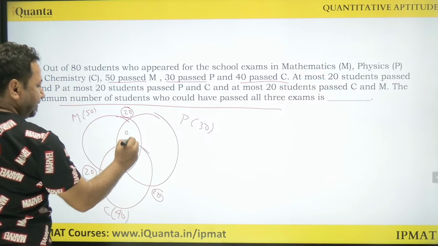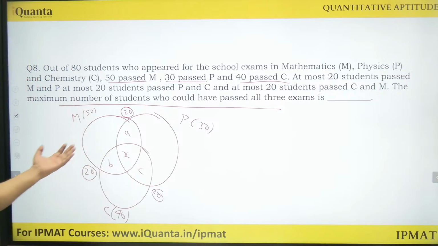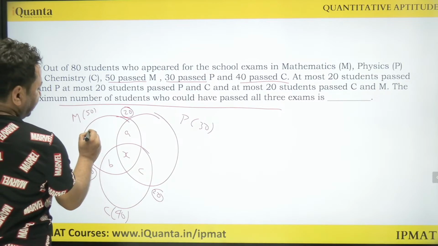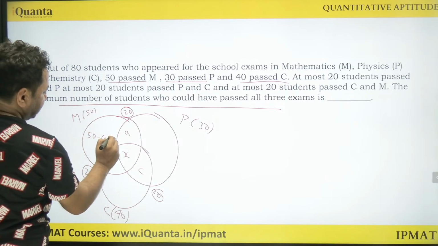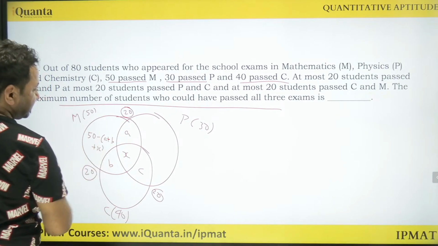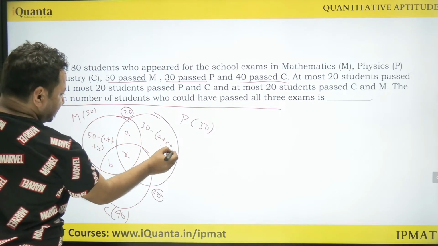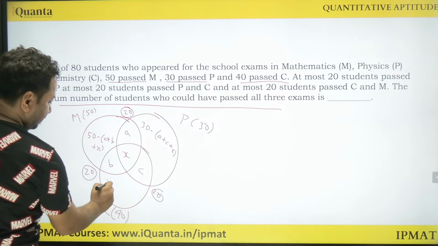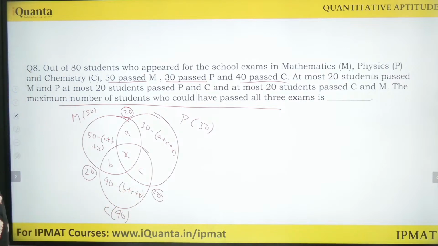Let this be A, let this be B, let this be C. I cannot say that X plus A is 20. It can be at max 20. That's what we know. Cool enough. What else? So only maths will be 50 minus, in bracket, A plus B plus X. This will be 30 minus A plus C plus X. And this will be 40 minus B plus C plus X. Clear?